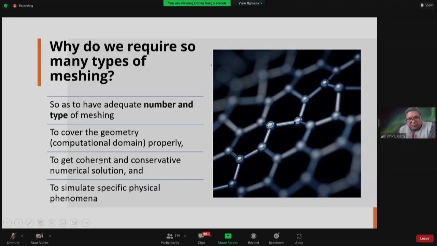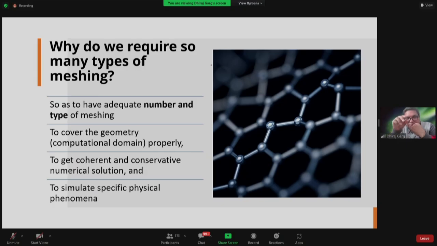Second is to get a coherent and conservative numerical solution, because a mesh is nothing but the spatial representation of the basic equation we are using, the differential equation. If you remember, the differential equation is nothing but when we say d delta by delta x tends to 0. In reality, delta x never tends to 0. There is a limitation. That limitation, that delta x is finite, is the visual representation in the form of mesh.